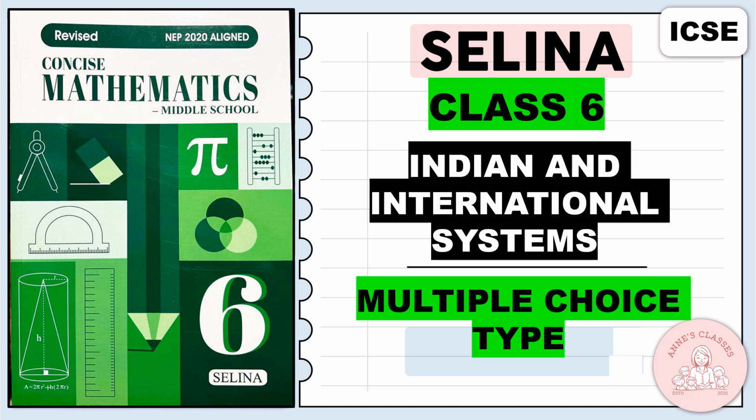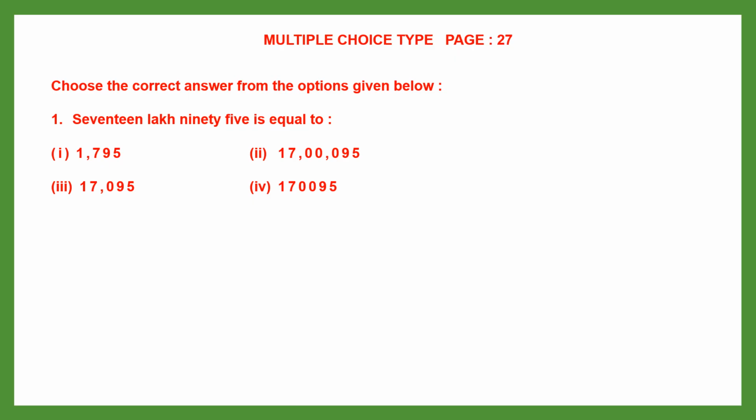Let's do Indian and International Systems, the multiple choice type questions. So the multiple choice type, you're beginning. Choose the correct answer from the options given below. 17 lakh 95 is equal to which of these numbers? So the first question is 17 lakh.